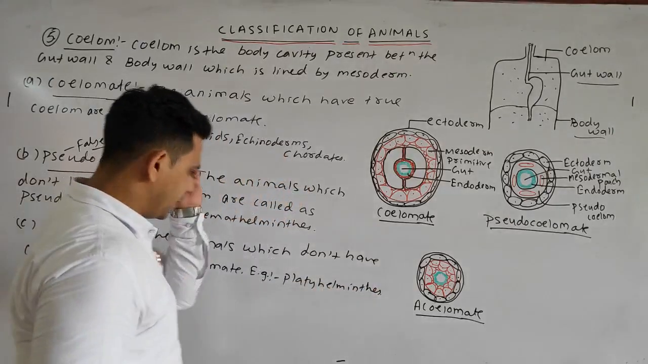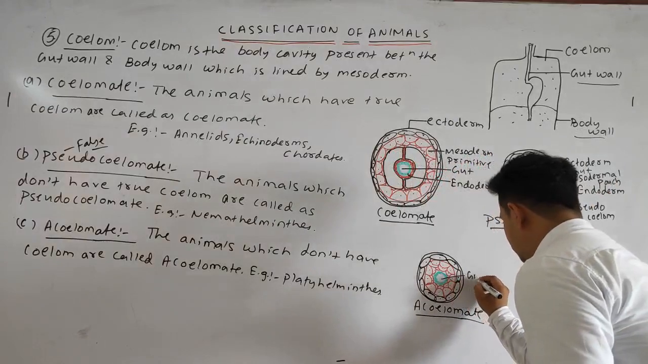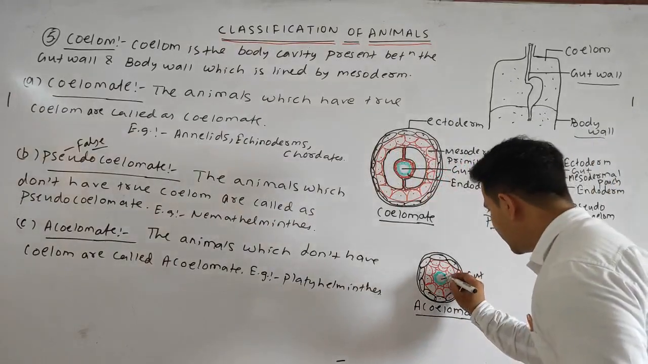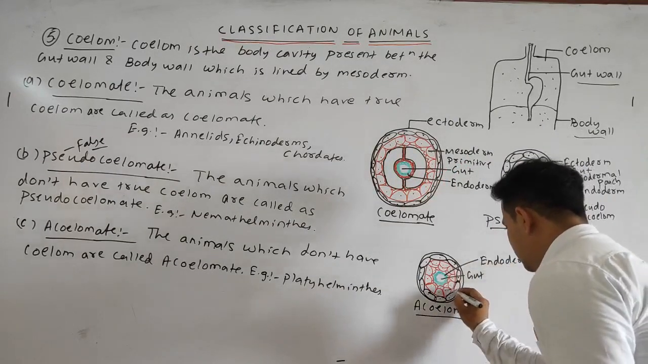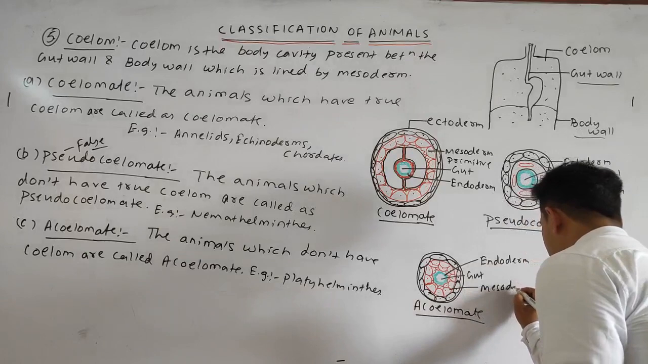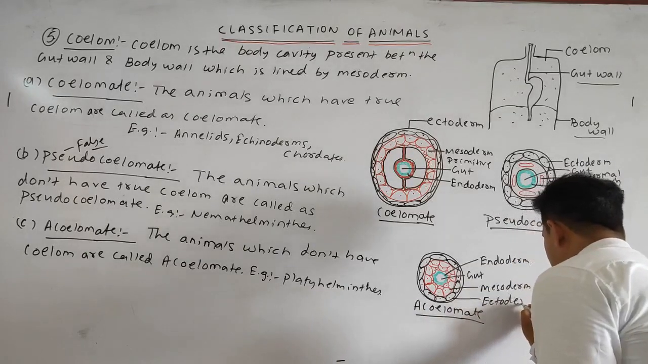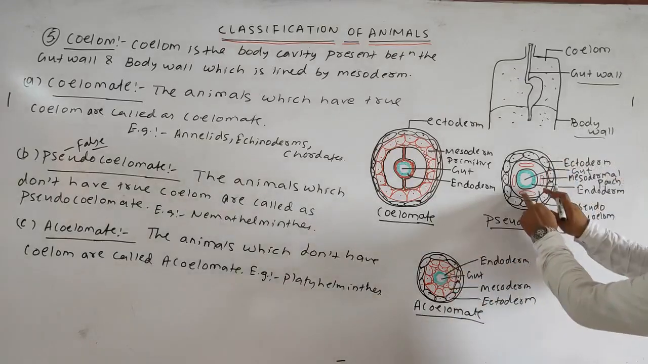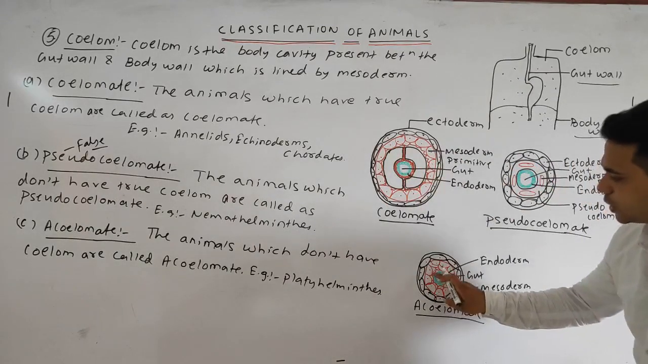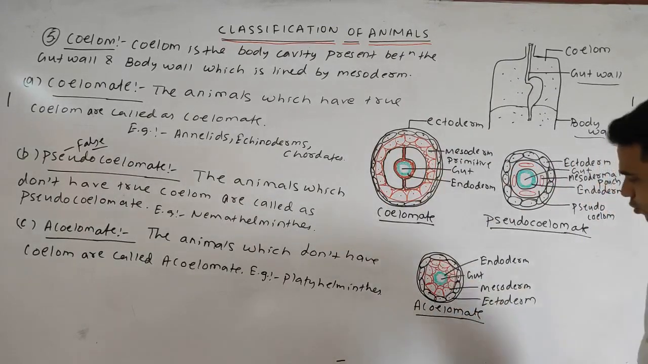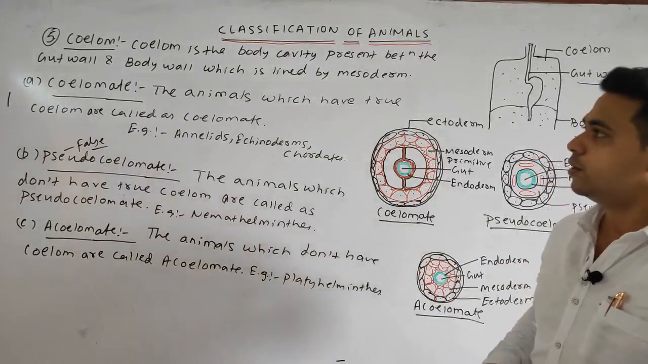Okay, students, see here gut is present, simple. Endoderm is present, mesoderm is present, ectoderm is present. But can you see any sort of space in between the gut and the body wall? No, students. So here no coelom is present. That is why it is called the acoelomate. So simple, students.